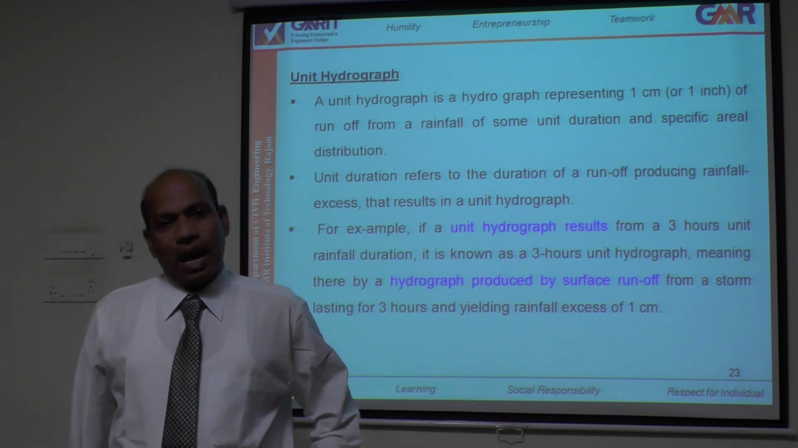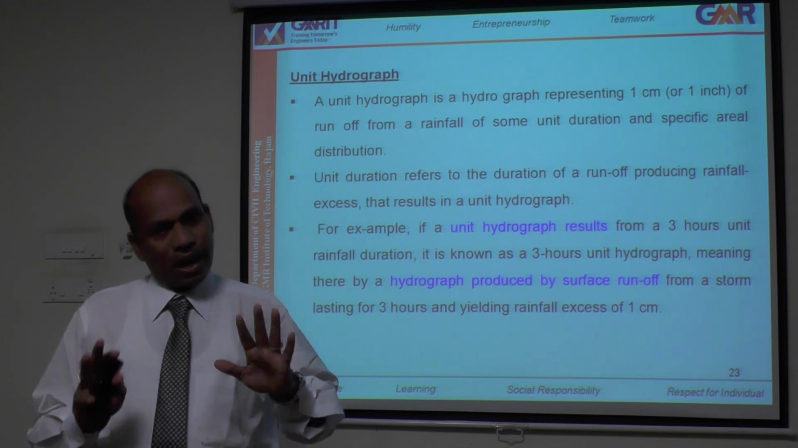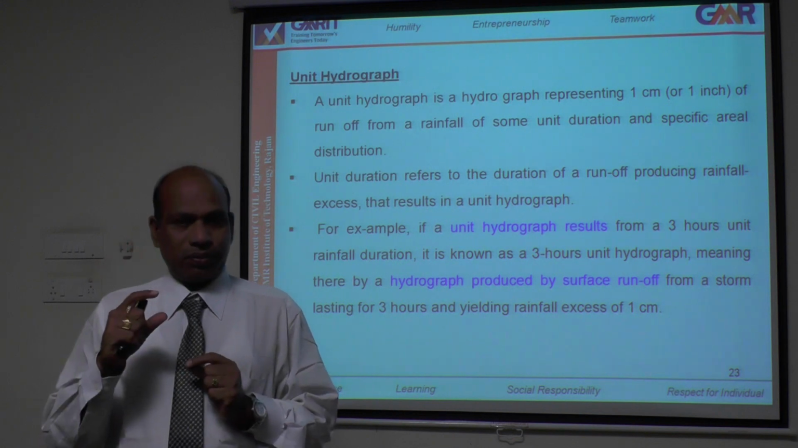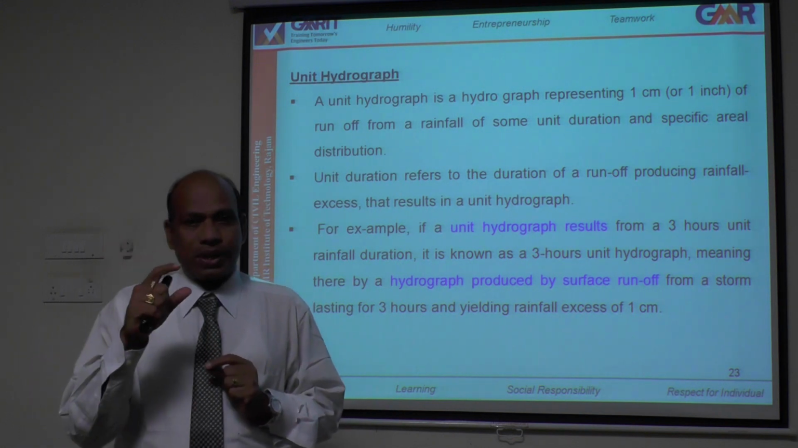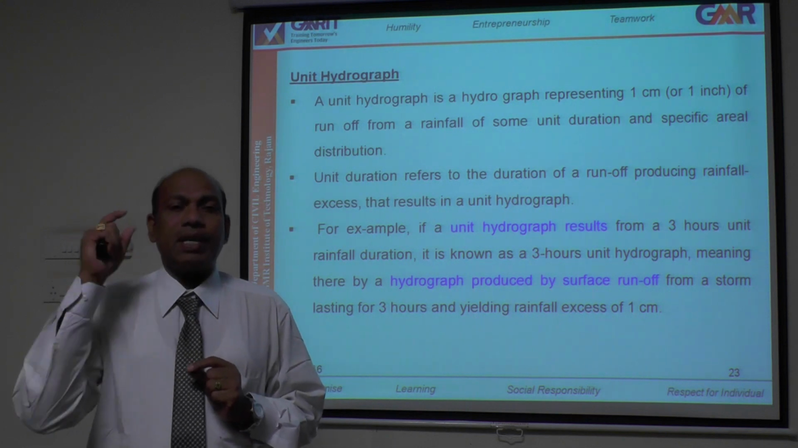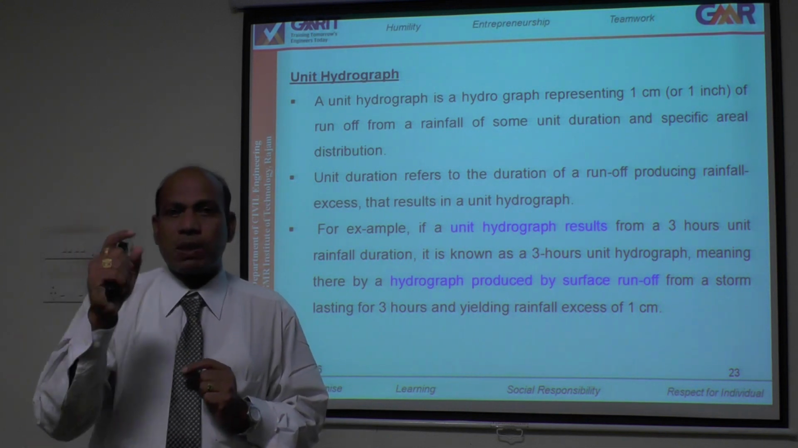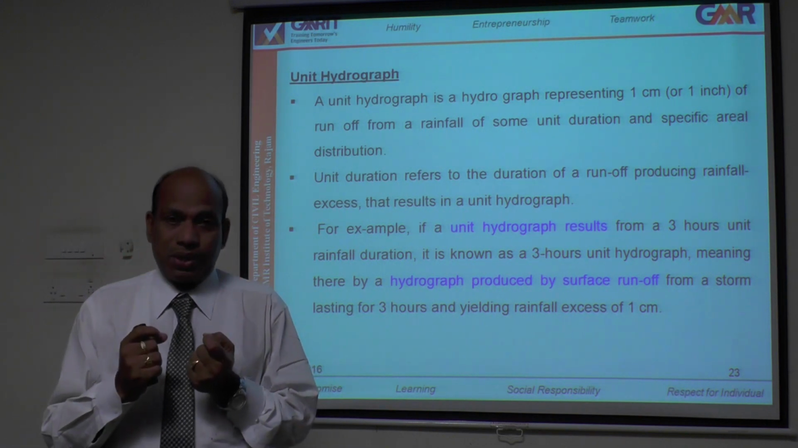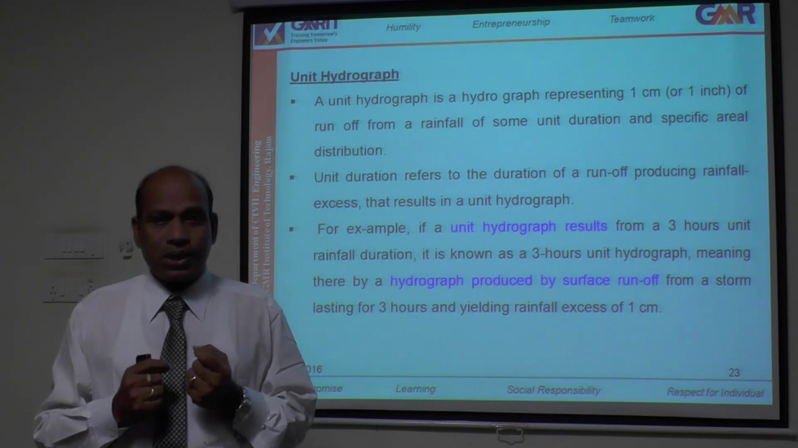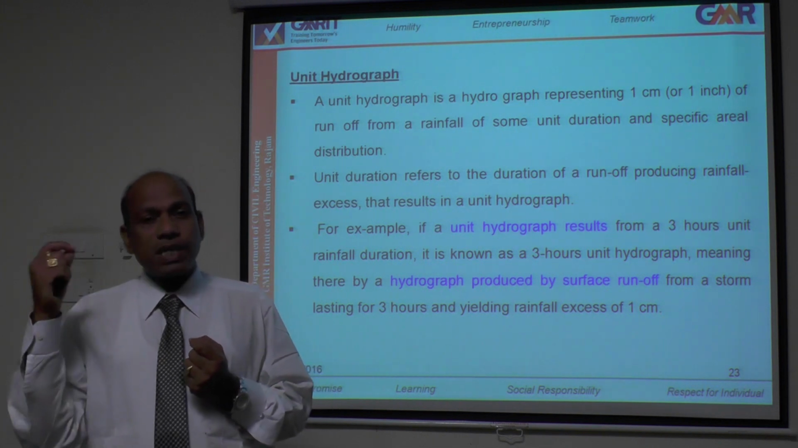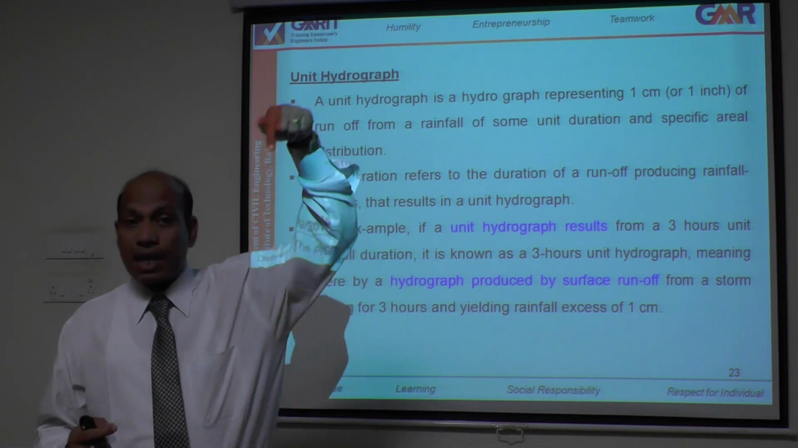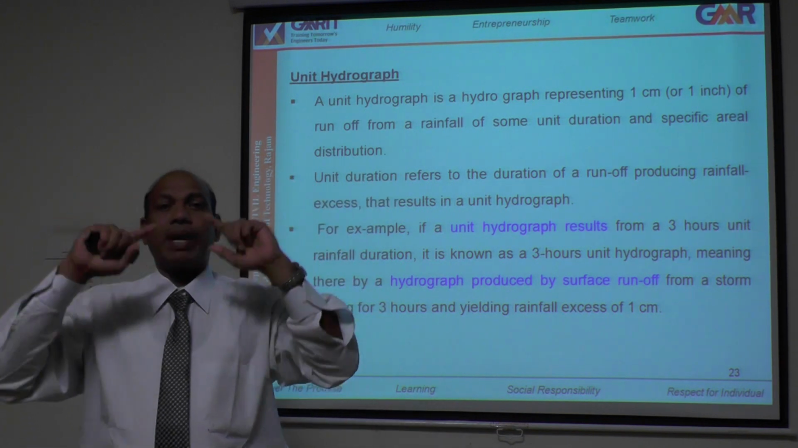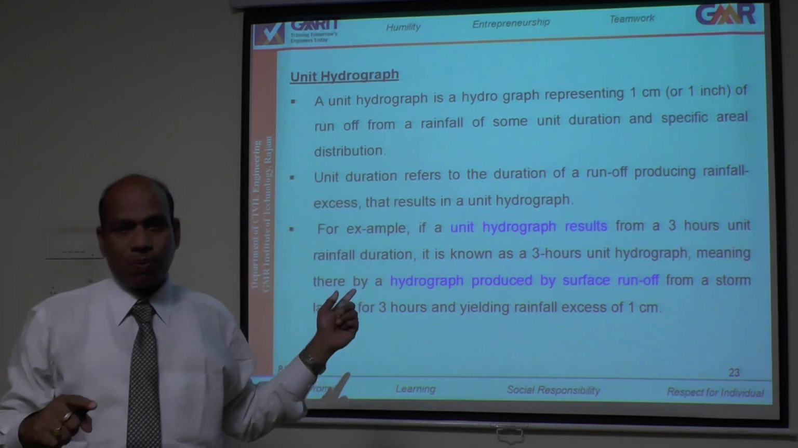Unit hydrograph is the hydrograph that represents 1 centimeter runoff at a unit duration of specified areal distribution. Unit duration means the rainfall duration, that is, the effective rainfall duration. At a specified areal distribution means the rainfall of that unit duration should be falling on a particular located area; for a given located area, only then this is possible.